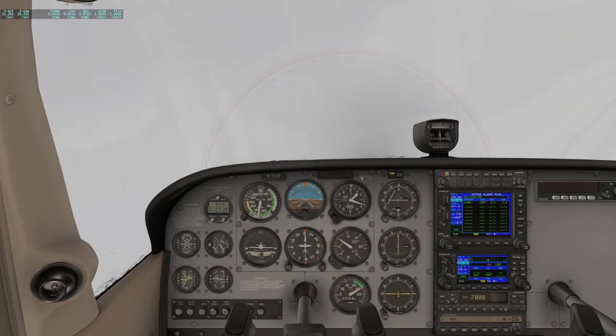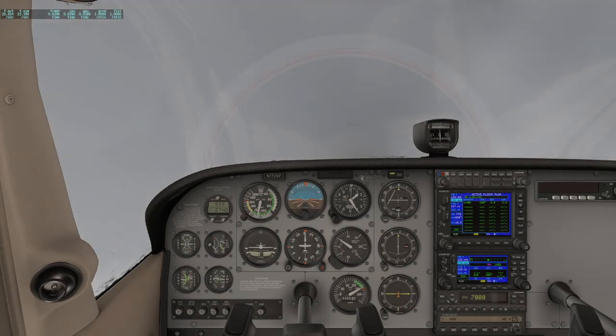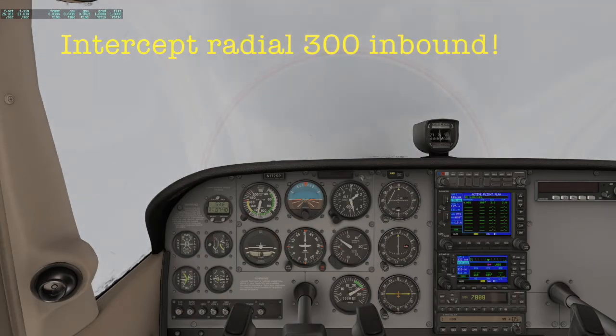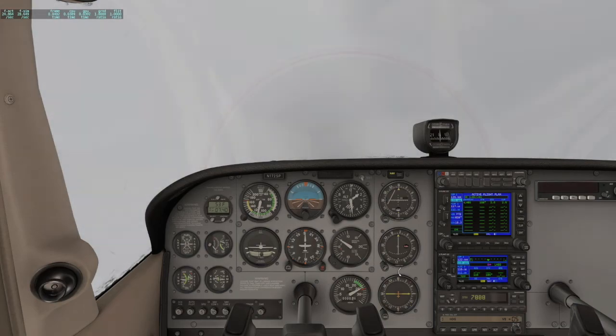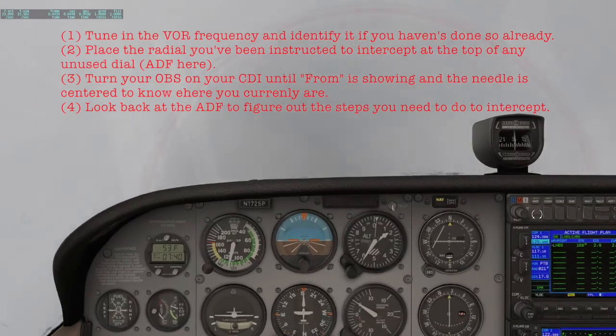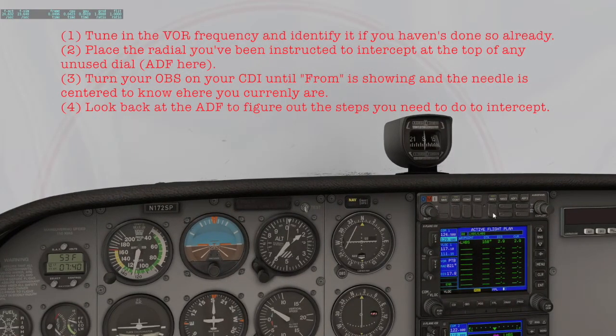Okay, so first thing, let's say you've been instructed by ATC to intercept, for example, radial 300 inbound. 300 inbound. First thing, you tune in and identify, as I've discussed before. That's the most important step that you have to start with. You tune in the frequency of your VOR station, which is here 117.1, and then you listen to the Morse code of the frequency in your aircraft to make sure that it's operational.